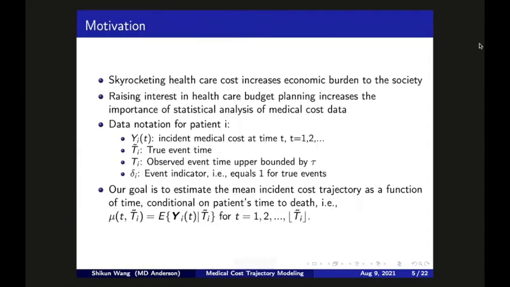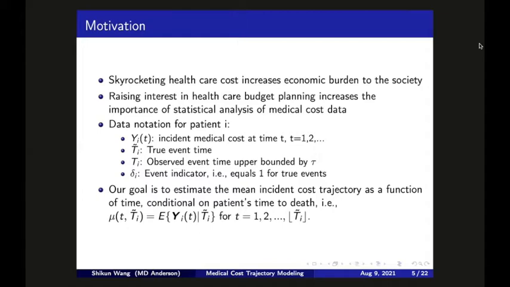Formally, for each patient i, we assume that Y_it is the monthly cost, δT_i is the true event time, T_i is the observed event time, and δ_i is the event indicator. And our goal is to estimate the mean incident cost trajectory as a function of time, conditional on the patient's time to death.